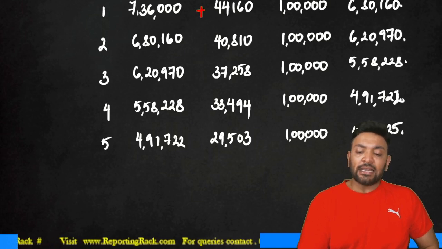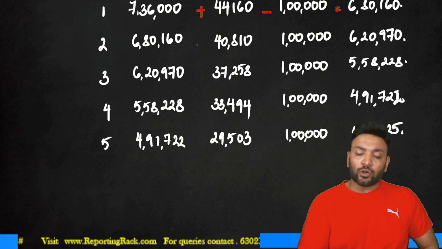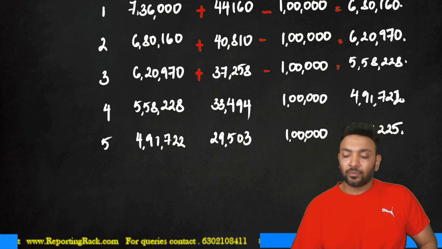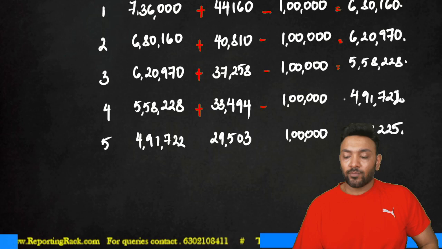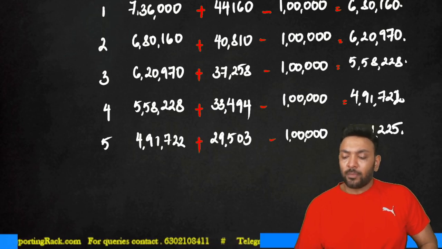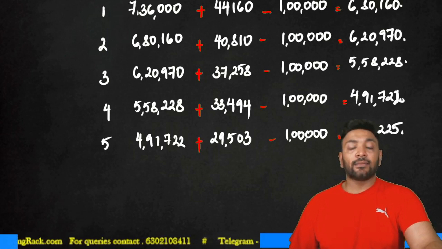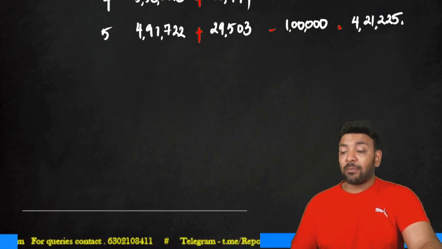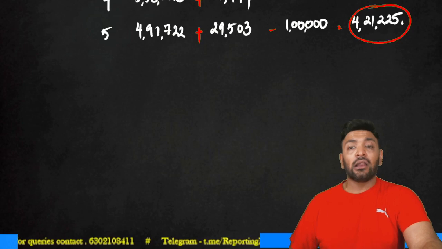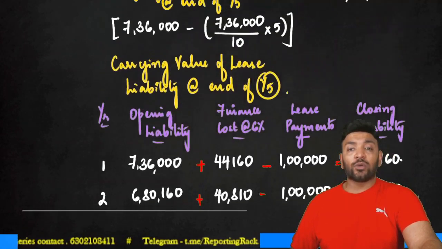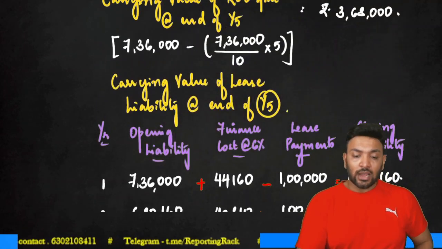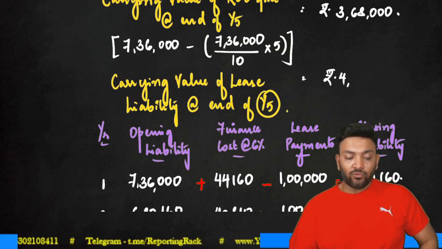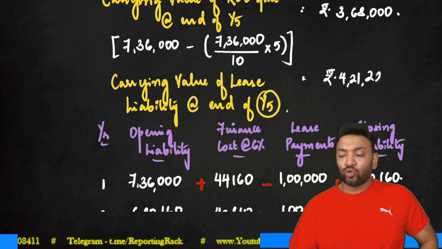I've been adding interest and reducing the lease payment to get the closing lease liability every year. Commonly, I've applied this. Correct? Now, I know that the closing lease liability at the end of the 5th year was 4,21,225. So I'll write it down here: 4,21,225.